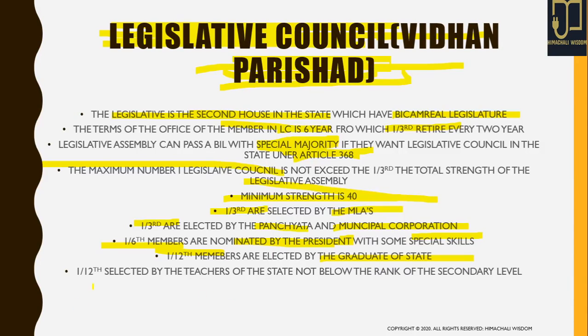Similarly, one twelfth are selected by the teachers of the state, but only those teachers who are not below the rank of secondary level can select the members of the legislative council. They have to have at least attained the rank of higher secondary teachers. So for the selection of the legislative council, these five methods work: one third plus one third plus one sixth plus one twelfth plus one twelfth. So this is all about the legislative council.